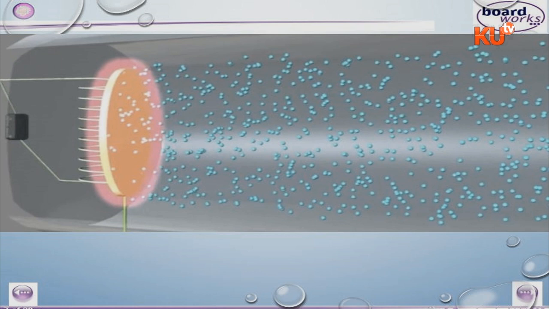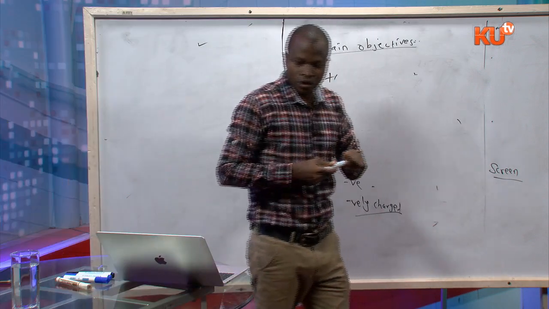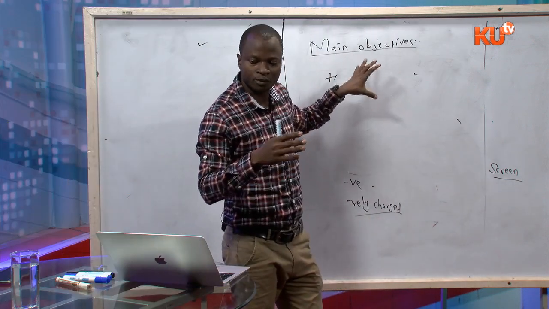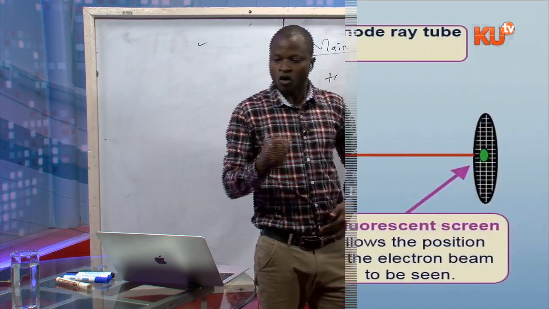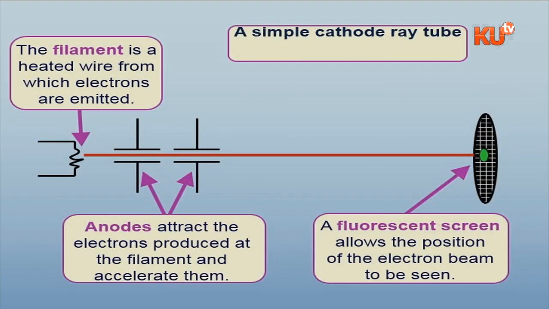Now what happens? In a simple diagram, the next slide, you will see we can represent the whole of this process using a simple diagram of a cathode ray tube. On your far left, there is the filament. What happens to this filament? It is a heated wire from which electrons are emitted. And from the filament, next we have the anodes. The anodes are positive. Therefore, what will they do? They'll attract those electrons that were produced at the cathode to start moving. So they'll keep moving like that in a straight line to form a beam of electrons.